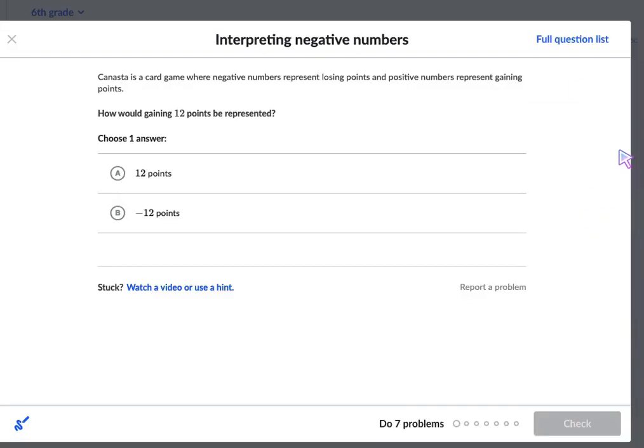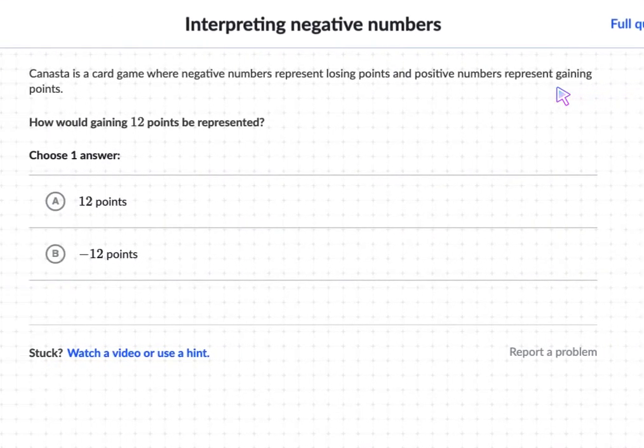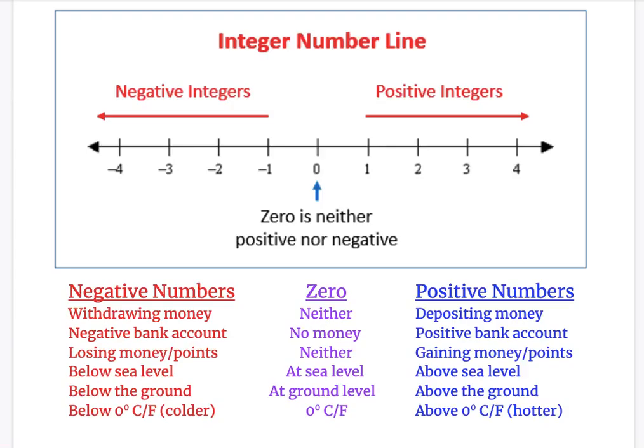All right, let's take a look at this problem here. In this problem, it says Canasta is a card game, so we're talking about a game now, where negative numbers represent losing points and positive numbers represent gaining points. So this goes back to our lesson when we're talking about losing and gaining. So if nothing happens, that's 0. If we gain points, that's positive. If we lose points, that's negative.